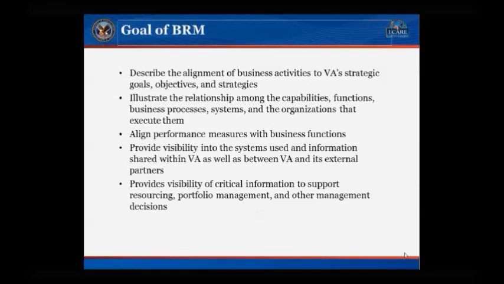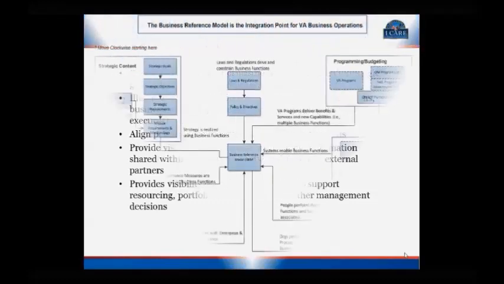The BRM, one of 6 reference models within the Federal Enterprise Architecture Framework, is a powerful tool. It allows VA to align its business activities to VA's strategic goals, objectives, and strategies. Relationships among capabilities, functions, business processes, systems, performance measures, data, and information flow, and their responsible and executing organizations and their external partners can be identified and depicted in the model. This depiction allows visibility of the information necessary to support resourcing and portfolio management decisions.